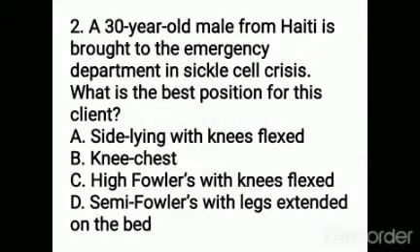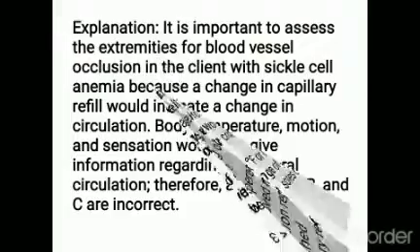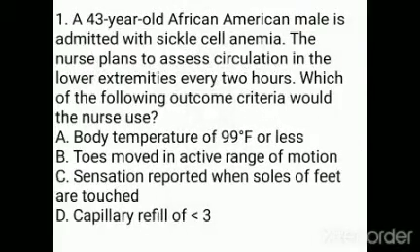So we will see question number 1. A 43-year-old African American male is admitted with sickle cell anemia. The nurse plans to assess circulation in the lower extremities every 2 hours. Which of the following outcome criteria would the nurse use? Options are body temperature of 99 degrees Fahrenheit or less, toes moved in active range of motion, sensation reported when soles of feet are touched, capillary refill of less than 3.